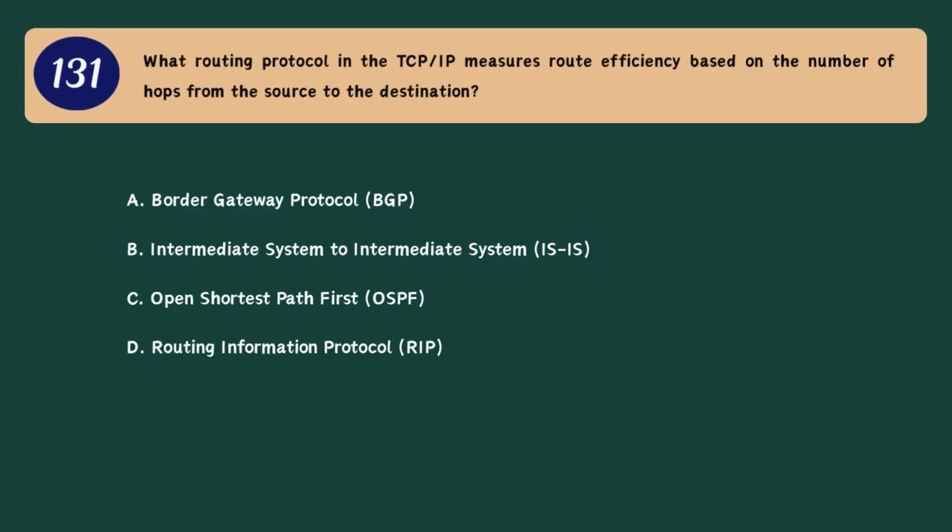Question 131. What routing protocol in the TCP/IP measures route efficiency based on the number of hops from the source to the destination? A. Border Gateway Protocol. B. Intermediate System to Intermediate System. C. Open Shortest Path First. D. Routing Information Protocol.